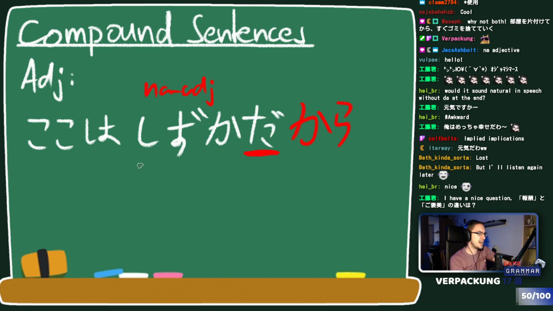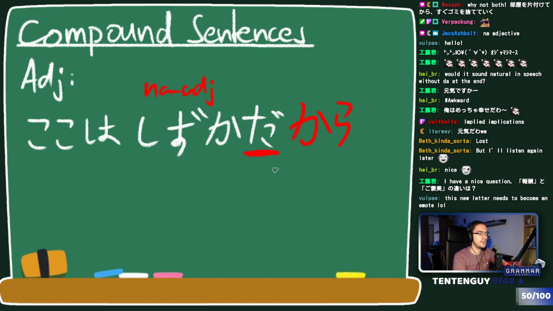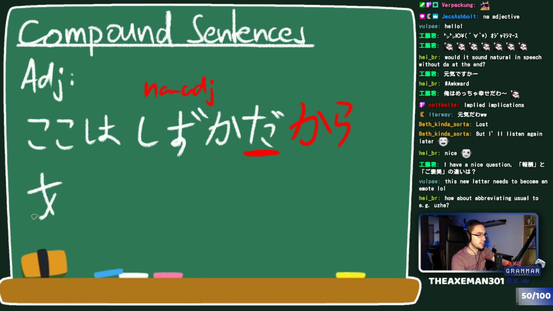So, since this is a na-adjective, we rely on this da, the copula, to make it a finished clause, and once it's a finished clause, we can add kara. So now it says, because it is quiet, right? Shizuka dakara, because it is quiet, and now we can say anything else, right? Amari suki janai, like before, same ending as before. Call me predictable, but deal with it, because we're going to use the same one as before.